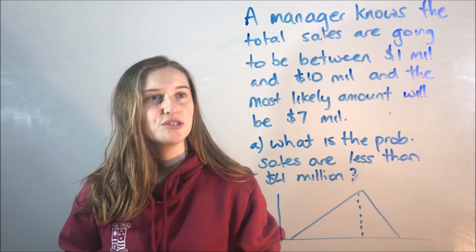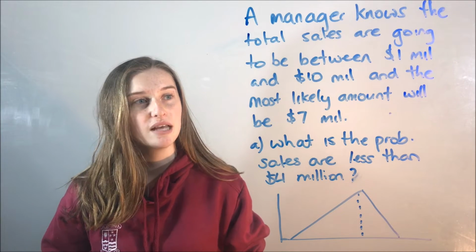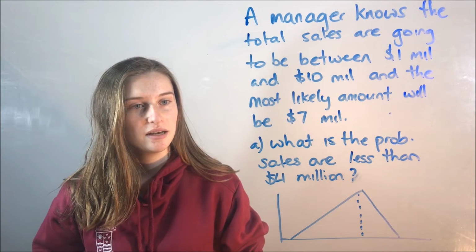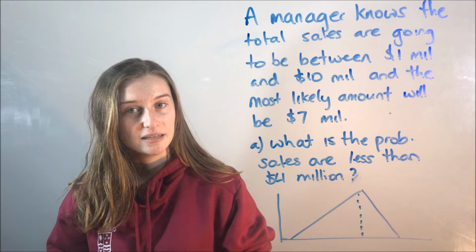Let's look at this example. A manager knows the total sales are going to be between 1 million and 10 million, and the most likely amount will be 7 million. A. What is the probability sales are less than 4 million?